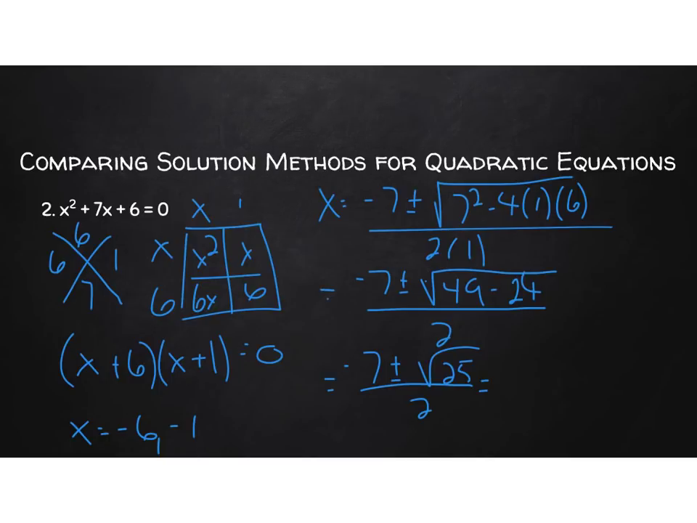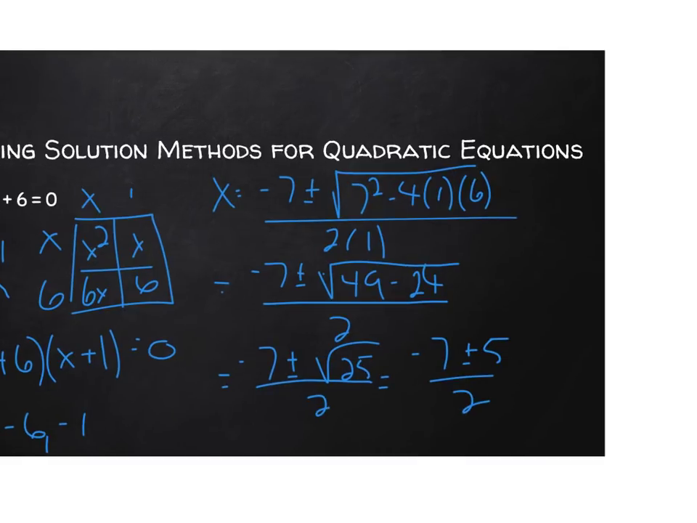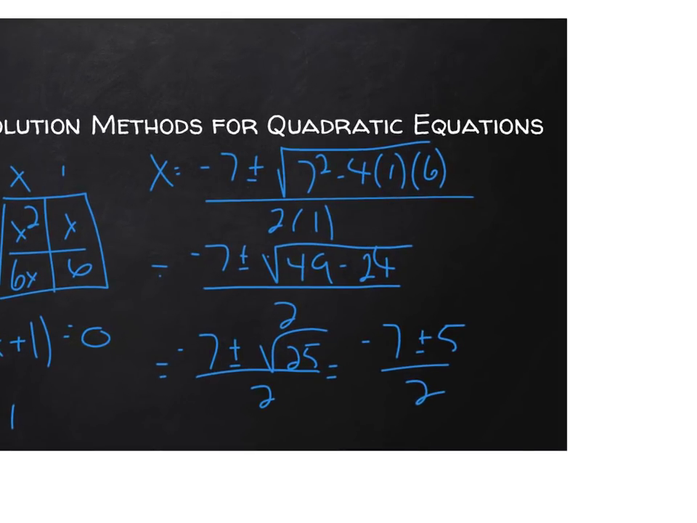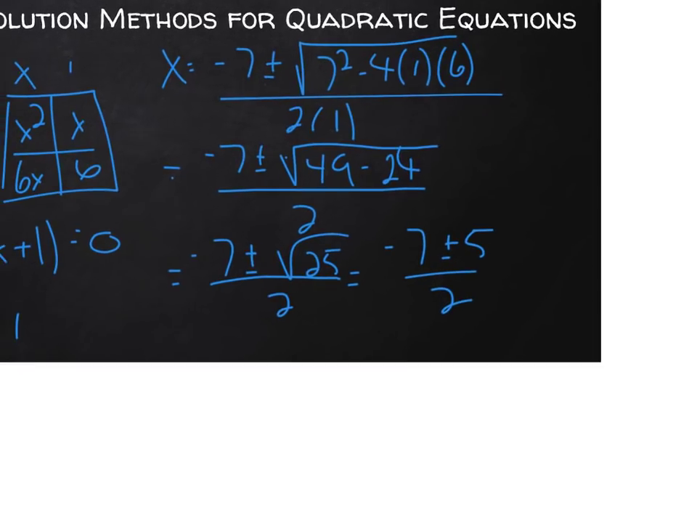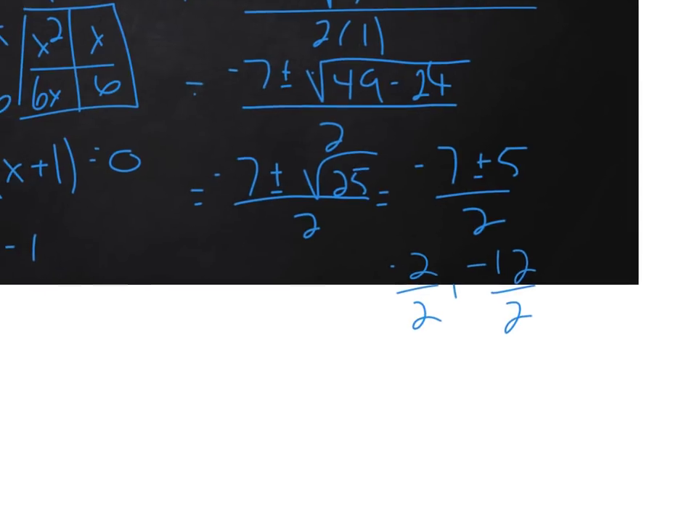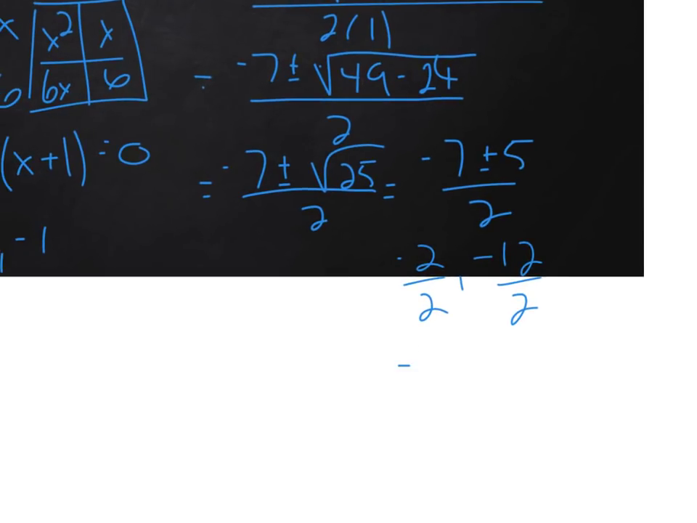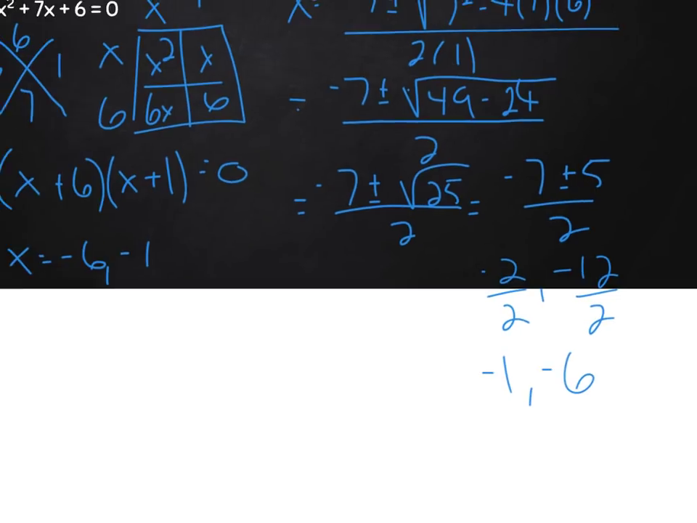And then the square root of 25 is 5, so we get plus or minus 5 all over 2. As we continue to work here, we get negative 7 plus 5 is a negative 2 over 2. And then negative 7 minus 5 is a negative 12 over 2. Simplify that, negative 2 over 2 is negative 1. Negative 12 over 2 is negative 6.